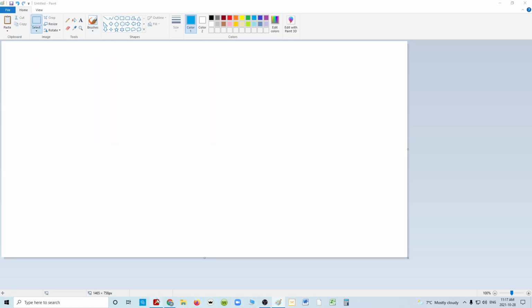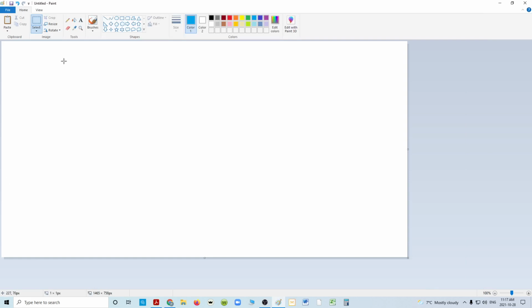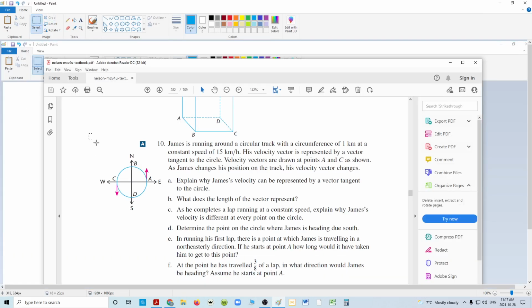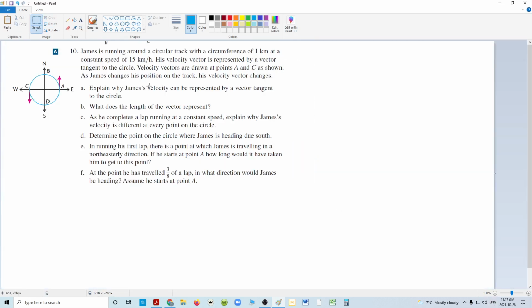Okay, moving on. Number 10. James is running a circular track, so this is interesting, and hard to get your head around sometimes. Let's first of all analyze the track a bit. So the circular track has a circumference of a kilometer. That means all the way around it is a kilometer.